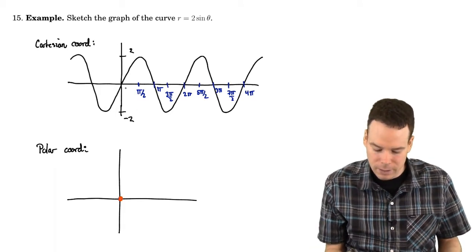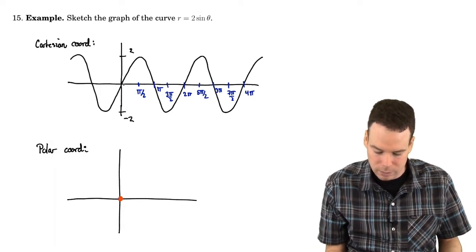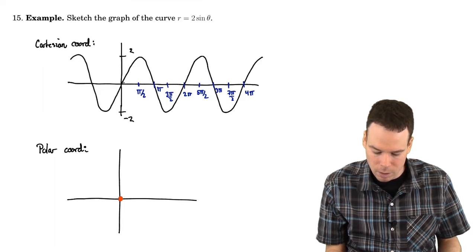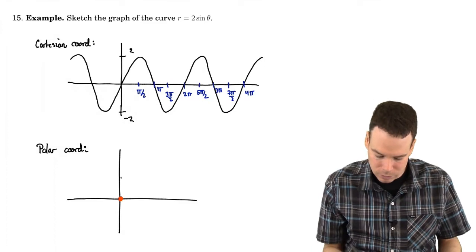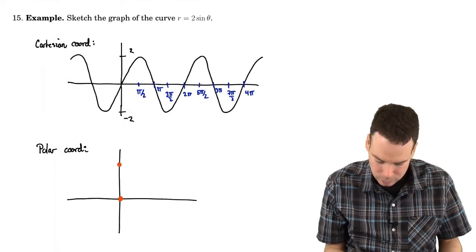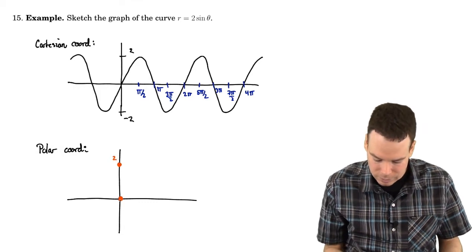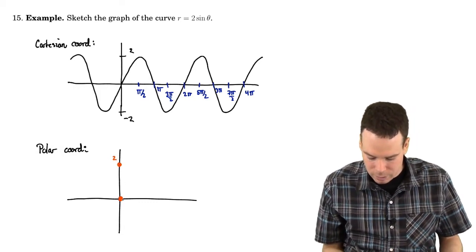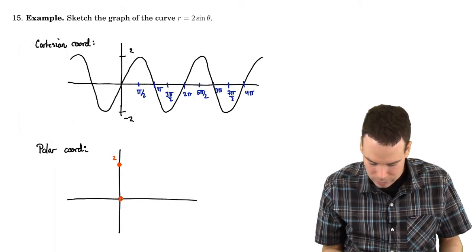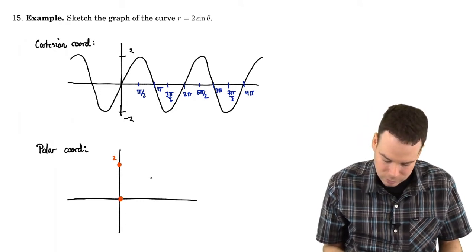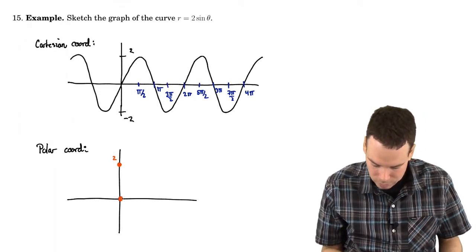Now as theta increases, my r value increases, so that when theta hits pi by 2, my r value is 2. So I'm going to end up here having an r value of 2. But in order to get from there to there, I have to sweep out different angles. So as my angles increase to pi by 2, my r value increases. So it looks something like this.